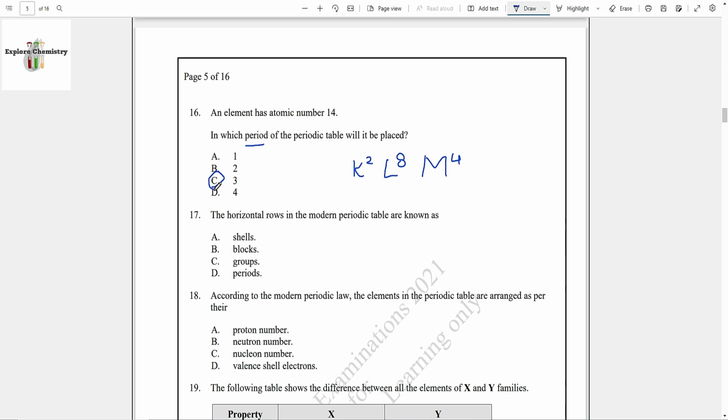Next, the horizontal rows in the modern periodic table are known as periods. Groups are vertical columns. Okay.